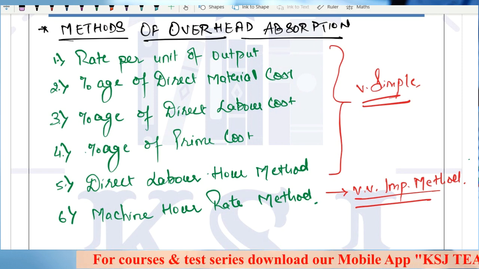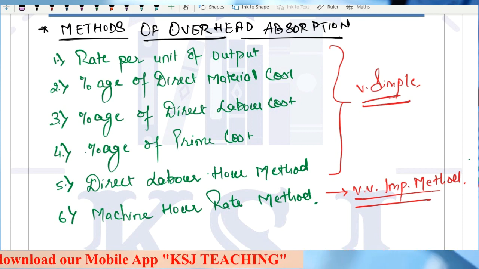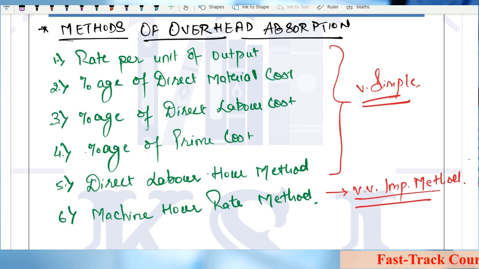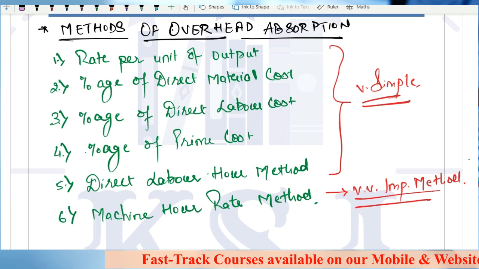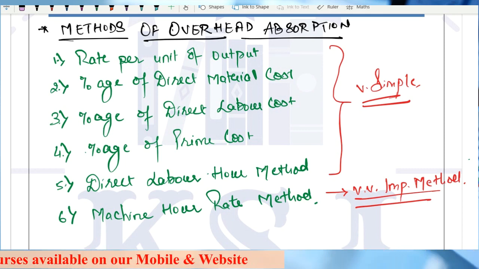So these are the methods which we are going to discuss, and we'll be starting with them in the next lecture. In this lecture, I just wanted to give you an overview of what absorption is, how we are going to do it, why it is done on the budgeted basis, and what the various methods of absorption are that we'll be discussing from the next lecture, right? A very important lecture is coming up now.